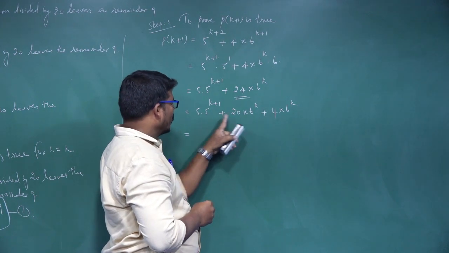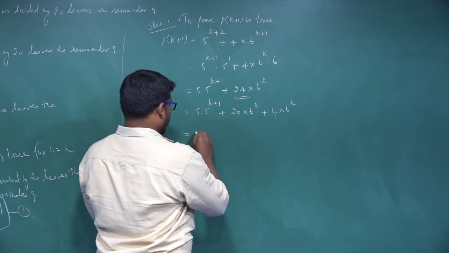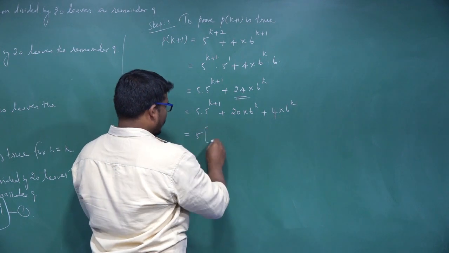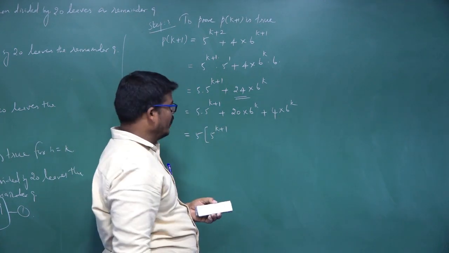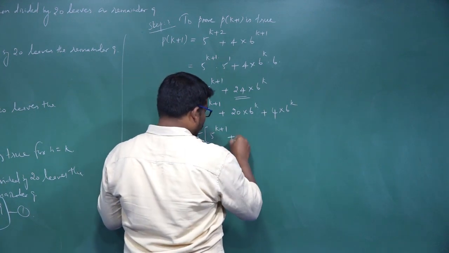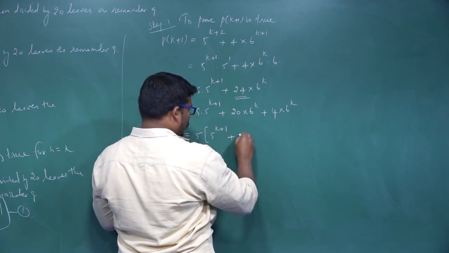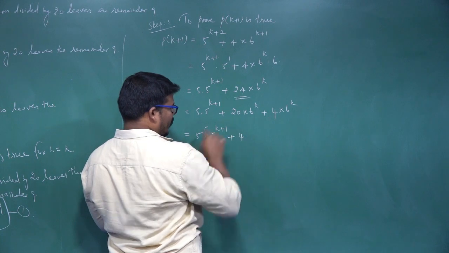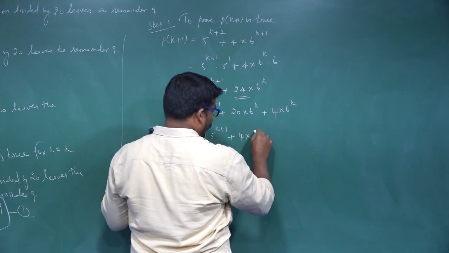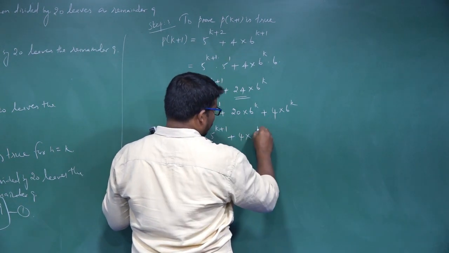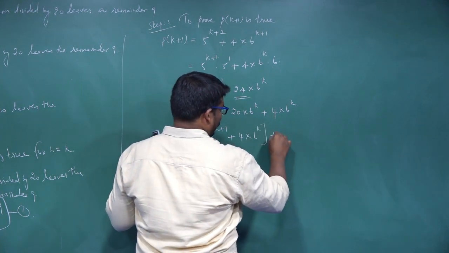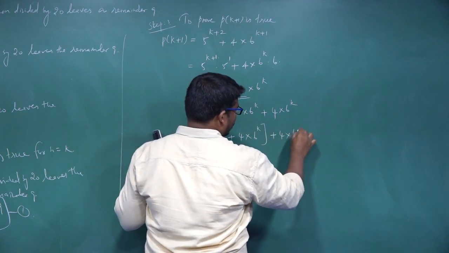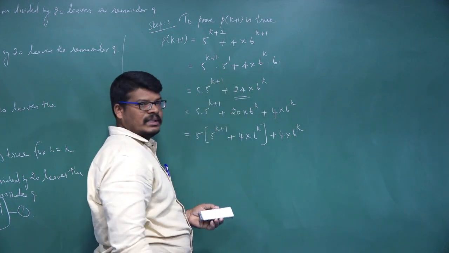For the two terms, taking the common value 5 outside: 5 into 5 power k plus 1, plus 5 fours are 20, times 6 power k, plus 4 into 6 power k.